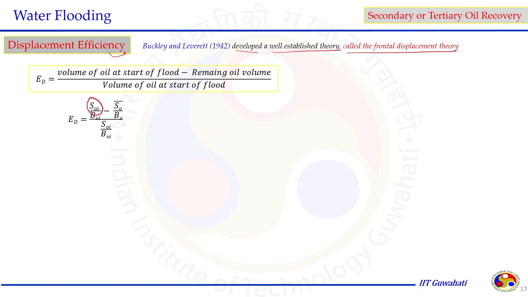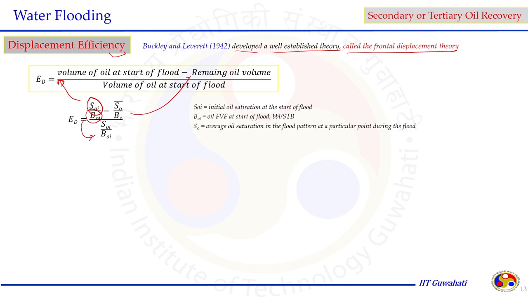the reservoir, and at that condition the oil formation volume factor is BOI. So this is the ratio giving the volume of the oil at the start condition. Similarly, the volume remaining at the later condition can be given by SO by BO, where SO is put as a bar, meaning average value, divided by the same factor, the original volume of the oil at the start of the flooding.